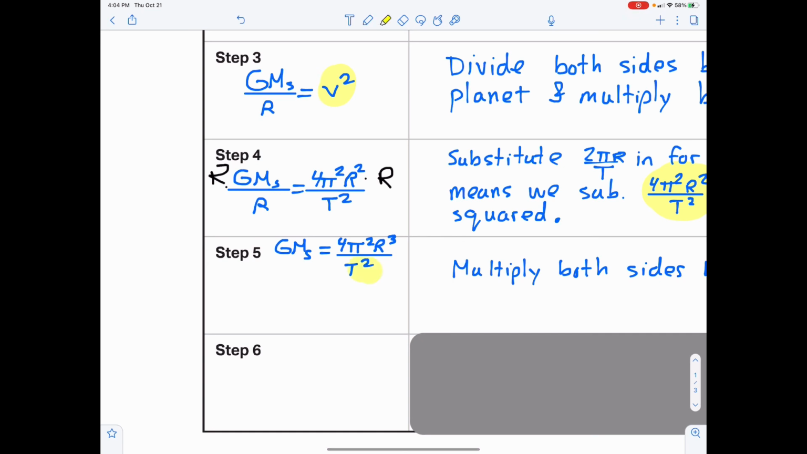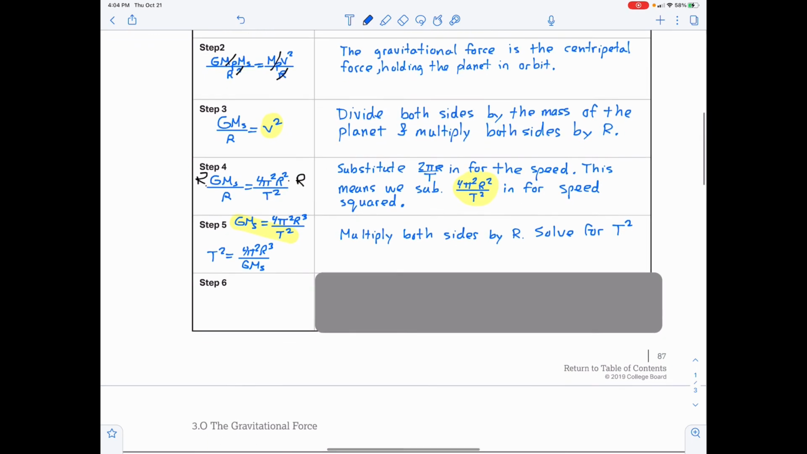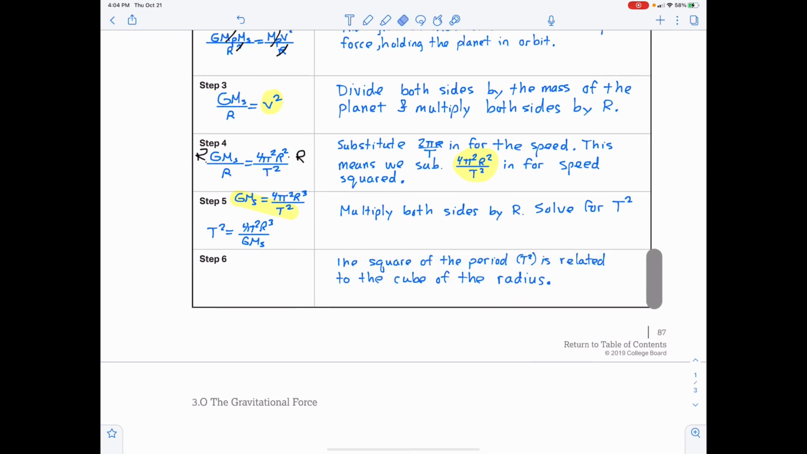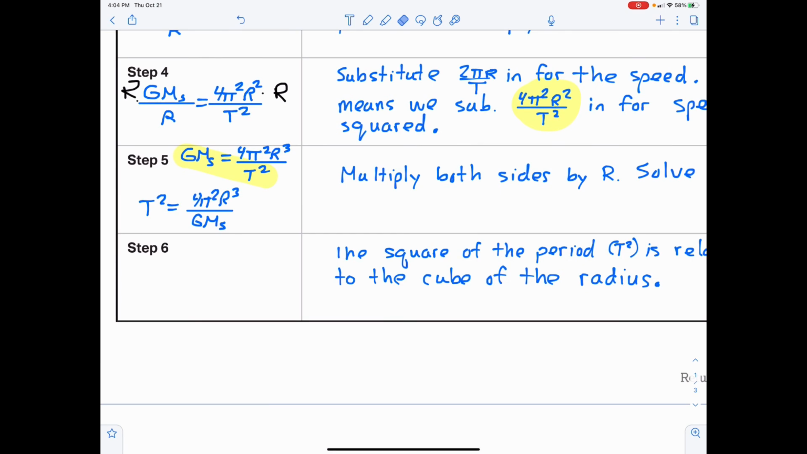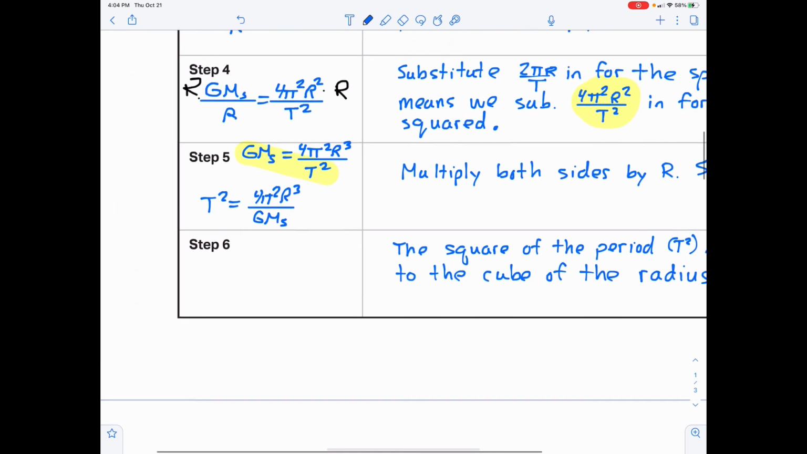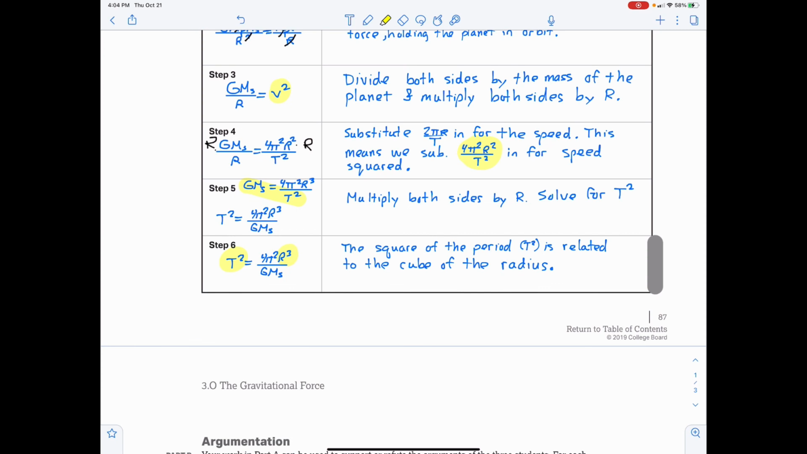And so we do need to remember to swap those out, and we get t squared is equal to 4 pi squared r cubed over G times the mass of the sun. We can leave it like that, or you can square root both sides to get the actual period, but I think this is fine. The period squared relates to the cube of the orbital radius.